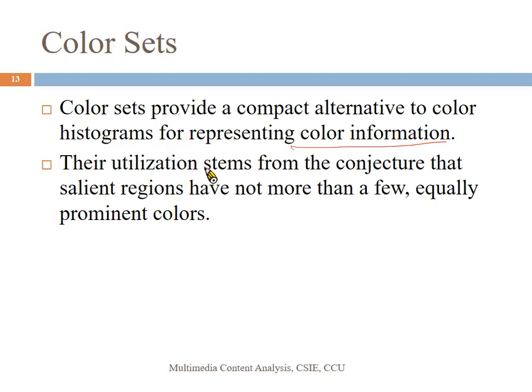So the color set feature was proposed from the conjecture that salient regions have not more than a few equally prominent colors. That says in an image, we can conjecture that only a few regions are very salient, and the salient regions just have a few distinct colors. They don't have so many colors. So they propose the color set feature.